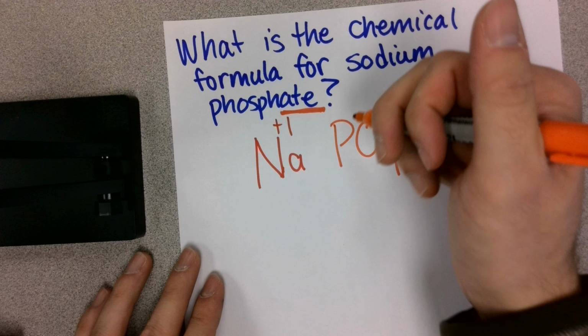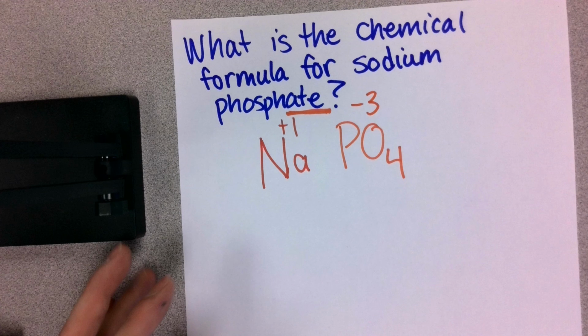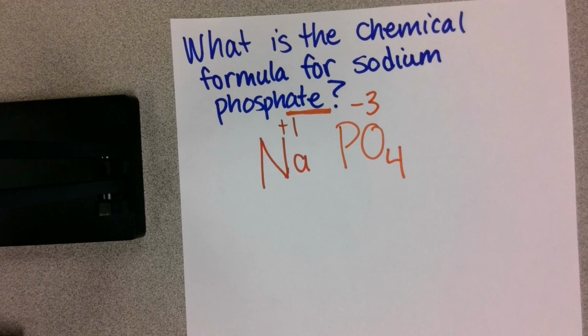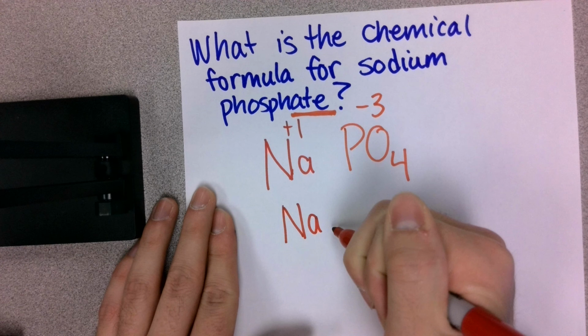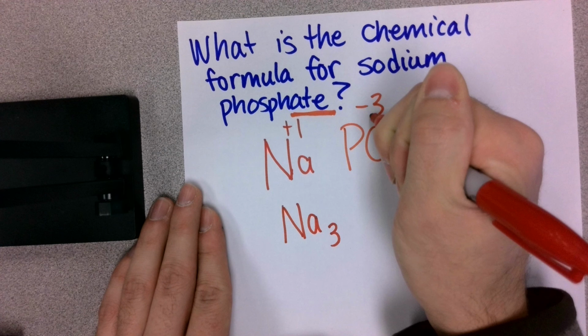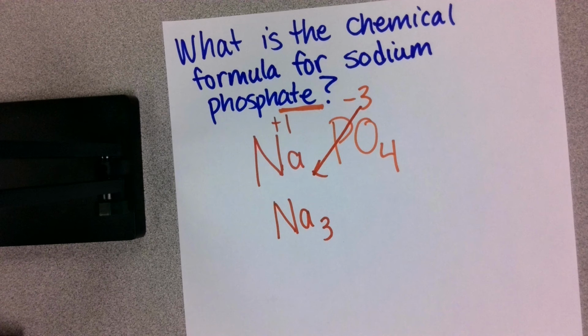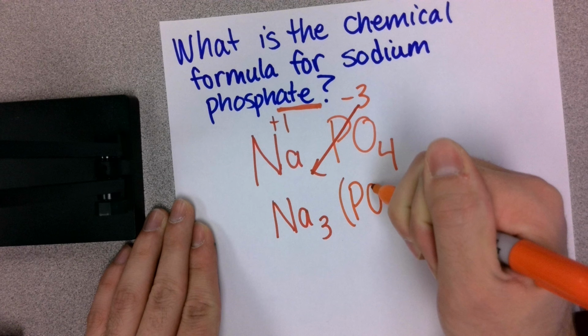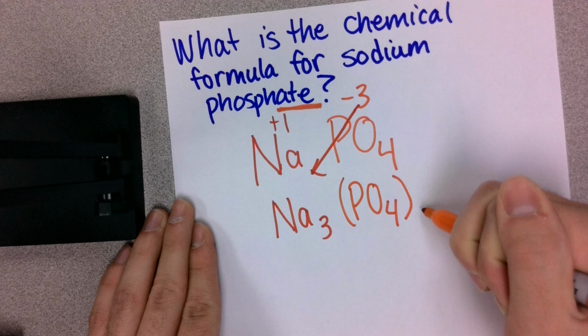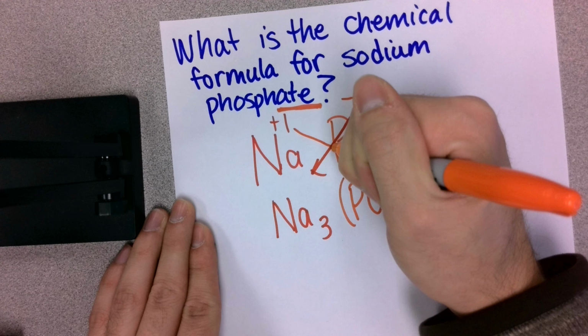Alright, so now we're going to do the crisscross thing again without the signs. Remember, without the signs. So you're going to go Na3, because remember this 3 is going to go here. Right? And then we're going to put this next one in parentheses like this, PO4. And we're going to put the 1 out beside it. Because remember, the 1 goes to this entire thing.